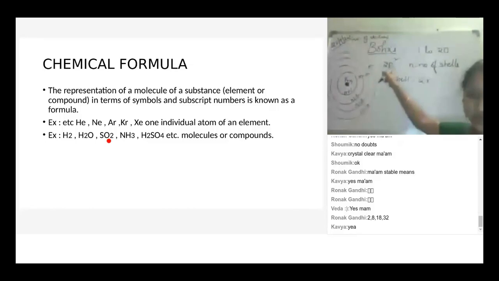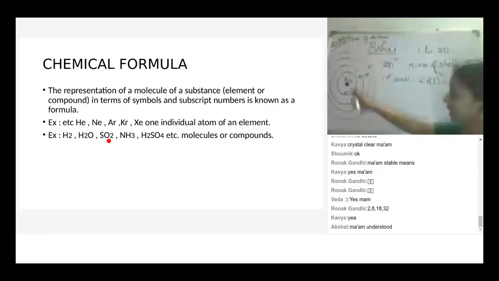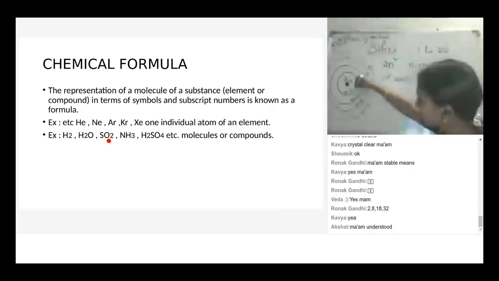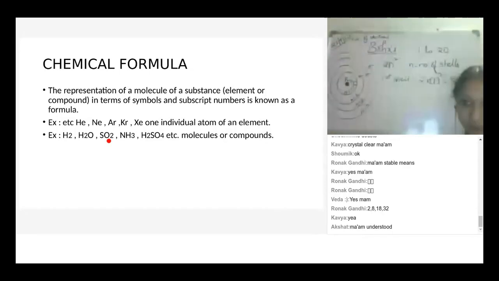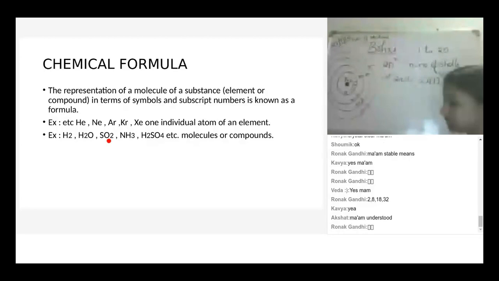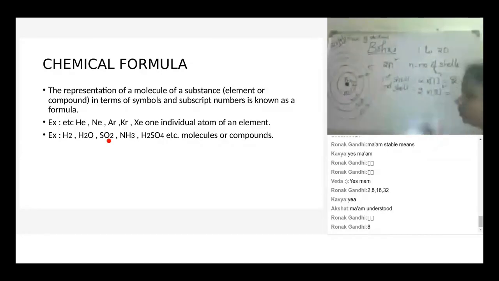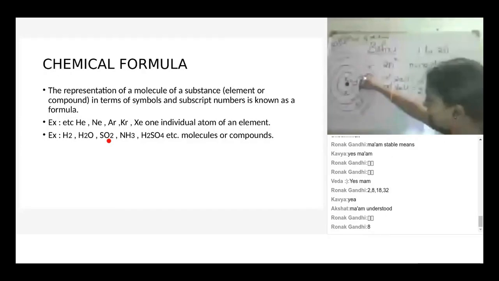We need to substitute the value in place of n. 2 into 1 square is equal to 2. That means the first shell has 2 vacant spaces. Understood? For the second shell, 2 into 2 whole square is 2 into 4, which is 8. So the second shell has the ability for how many? 8.